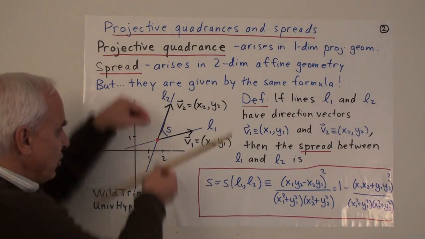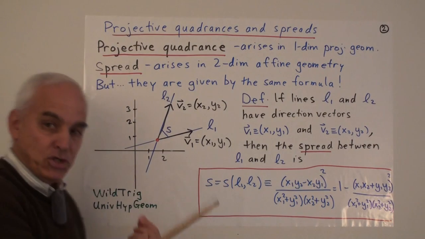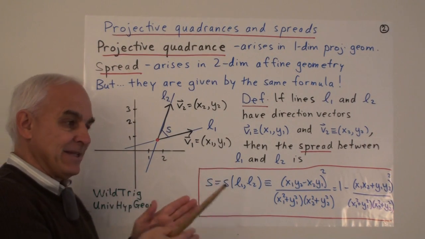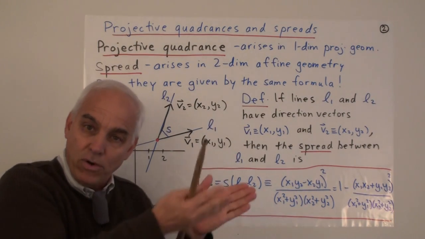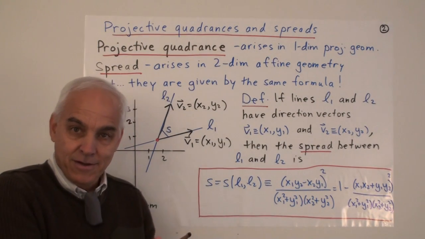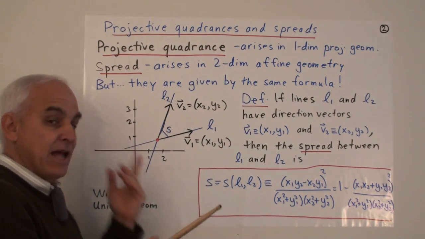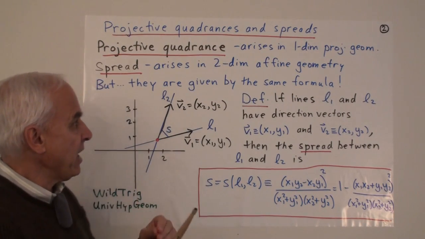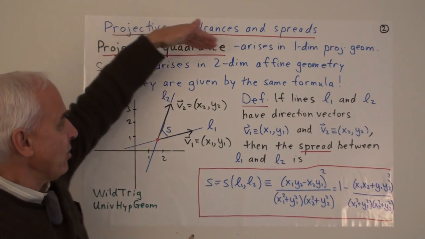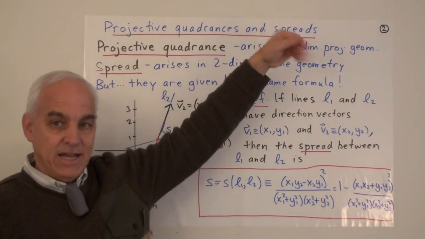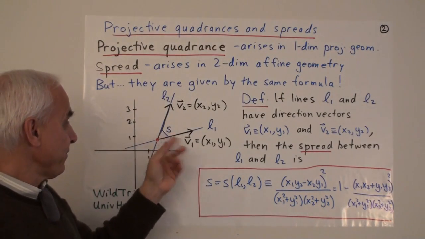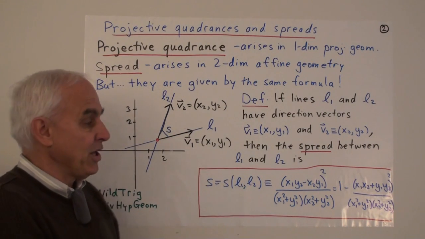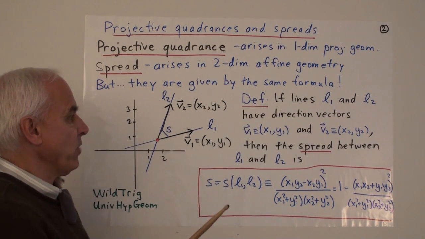So in the case when the two lines are actually going through the origin, then these direction vectors are really the same as our projective coordinates for those lines. And so the spread agrees exactly with the projective quadrance that we defined earlier. But strictly speaking, projective quadrance arises only in the one-dimensional projective setting so far, while this is now a metrical definition that works for any two lines in the affine situation.